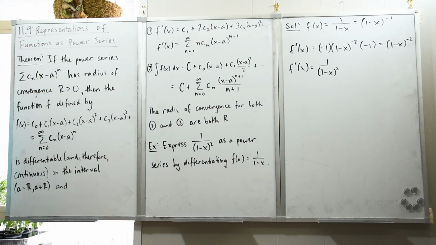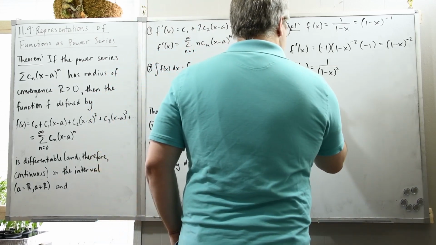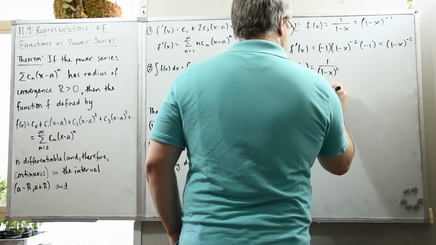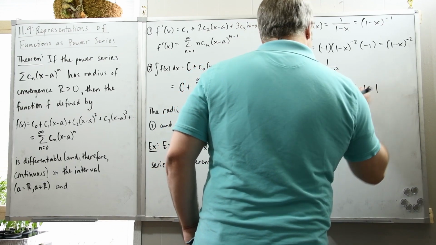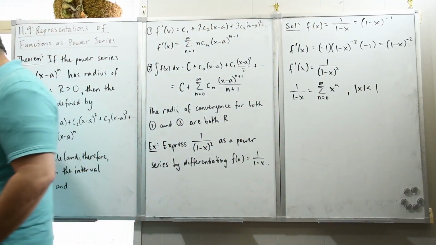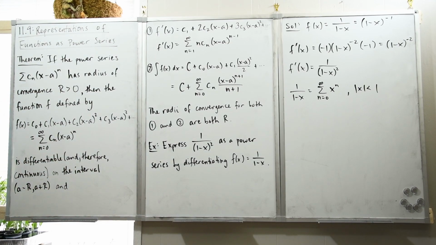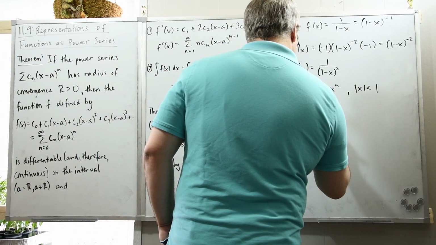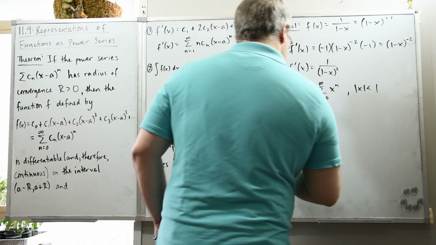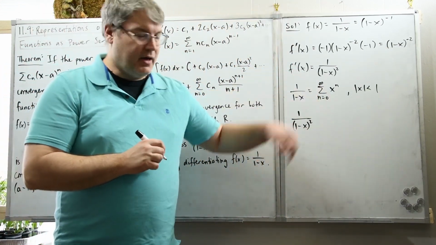Now, fortunately for us, we know a representation for 1 over 1 minus x as a power series. We know that 1 over 1 minus x is the same thing as the summation n equals 0 to infinity of x to the n, as long as the absolute value of x is less than 1. And so if we take a look at 1 over 1 minus x raised to the second power, that's going to be the derivative of this thing.